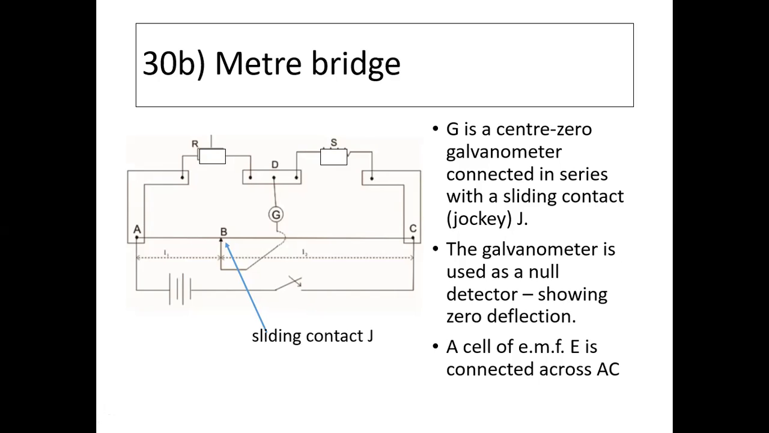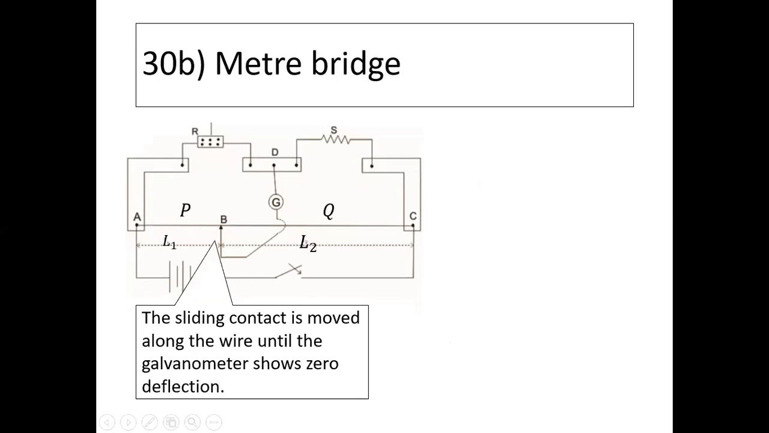AC is connected in series only, parallel cannot. This is only in series, in a straight line, because you want the current to flow through the galvanometer. Current is detected from point B and point D. There is a potential difference between D and B, so the current will flow through. If there's no potential difference, no current flows through. So the sliding contact is moved along the wire until the galvanometer shows zero deflection.